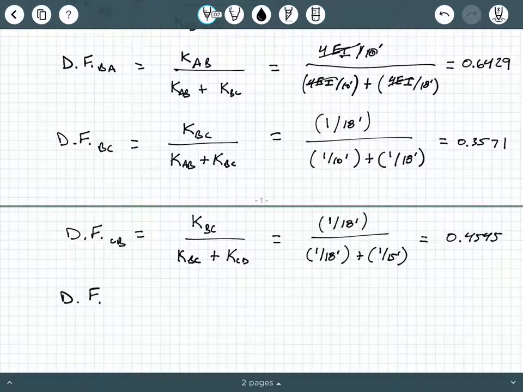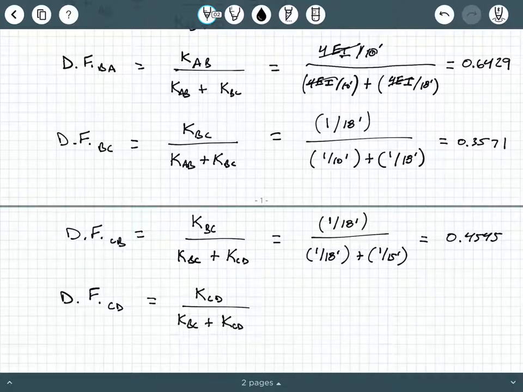And then the last distribution factor, actually almost the last distribution factor, is CD. So we're still looking at the joint at the roller at C, but we're in span CD. So we would have KCD divided by KBC plus KCD.